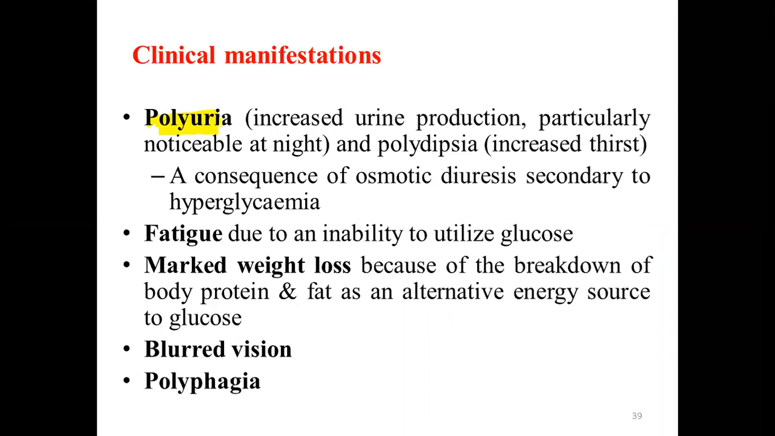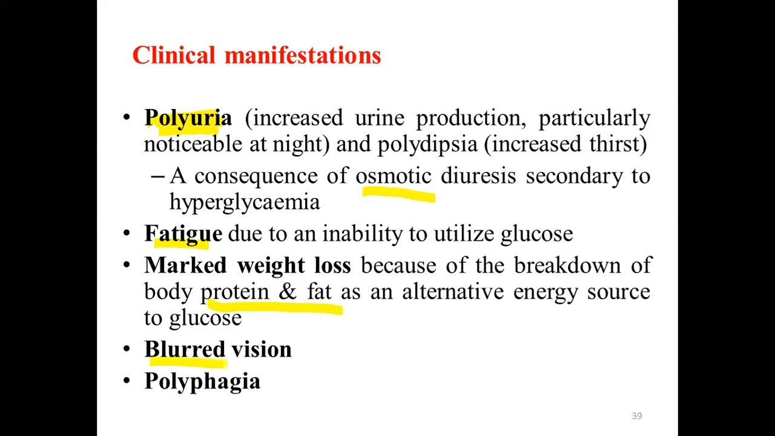We have mentioned that polyuria is due to the osmotic effect of sugar. And there is also a lot of fatigue. Remember, the fatigue is mostly due to their inability to utilize glucose. The cells are very starved because they are not able to use glucose as a source of energy. Then marked weight loss, which is very common, specifically in type 1 DM, is due to the degradation of protein and fats as an alternative source of energy.